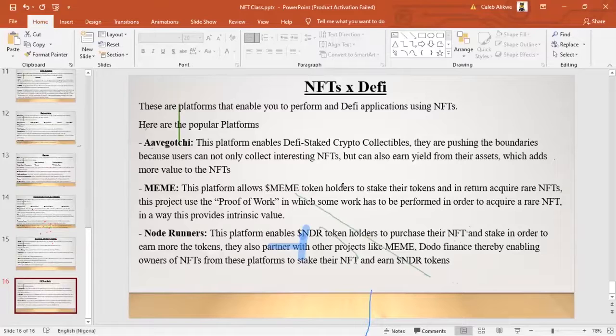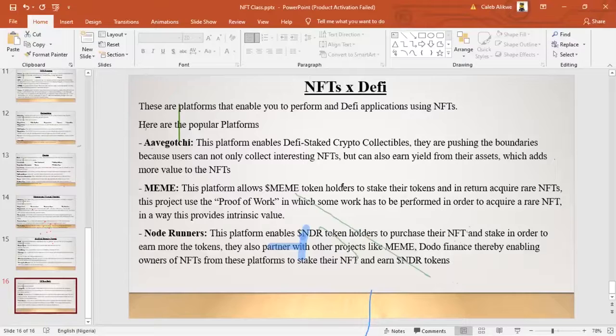Then Meme. Some of us might have heard of the Meme token, which has done really well in a couple of years. The platform allows people who own the Meme token to stake their token, and in return they earn rare NFTs that have so much worth. And the project is what we call a proof of work concept, in which work has to be done in order to acquire a rare NFT, thereby providing an intrinsic value for that NFT you'll be earning.